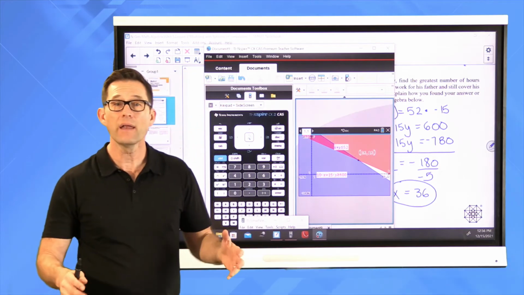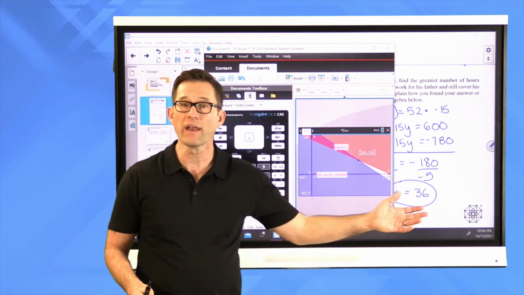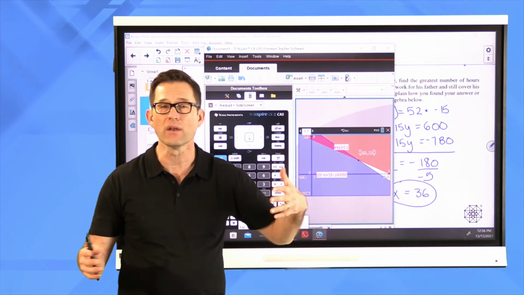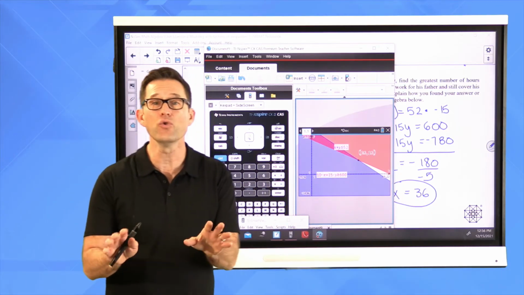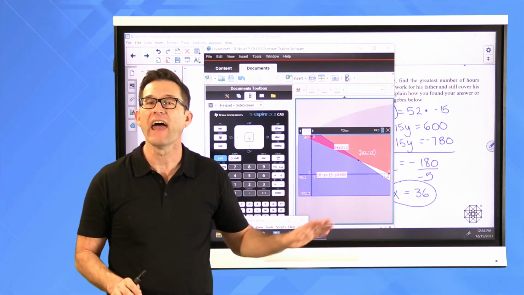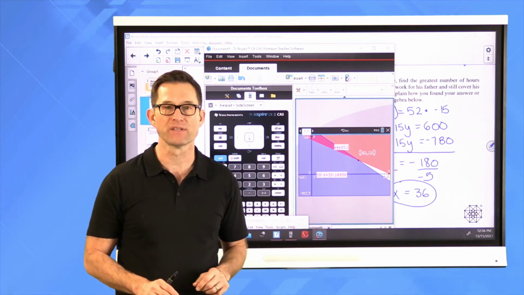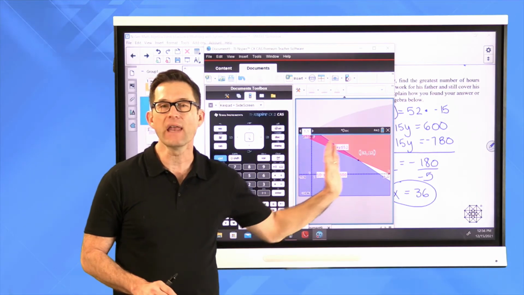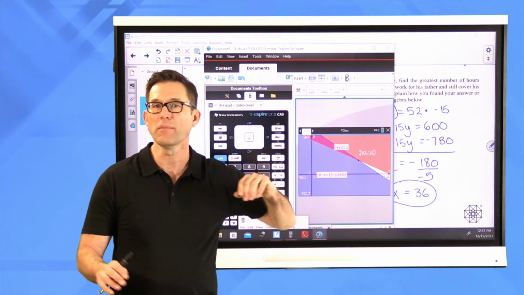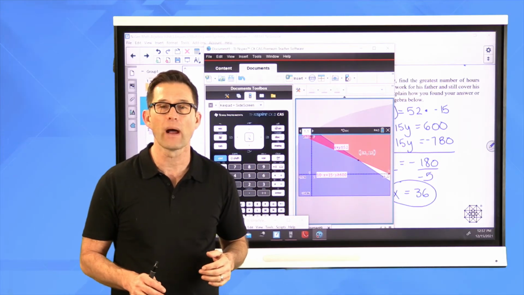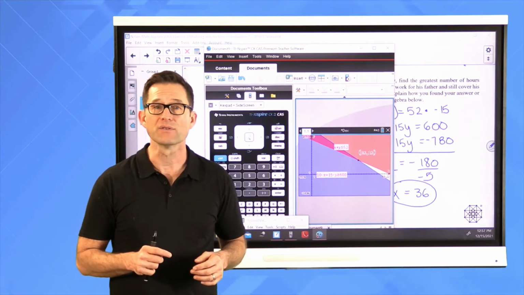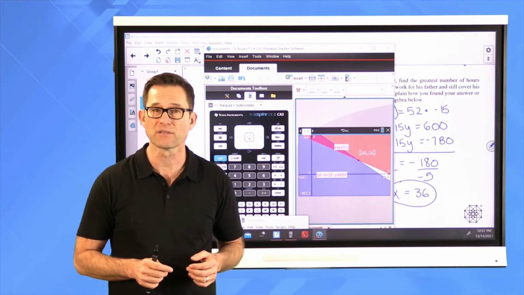It makes sense: x equals 36 and y equals 16. If you add those two together, you get those 52 hours, the maximum amount of time that John can work, and he just makes $600 at that point. If he goes any further to the right, even though he may stay under 52 hours of working, he'll drop below the $600 that he needs to make to cover his living expenses.